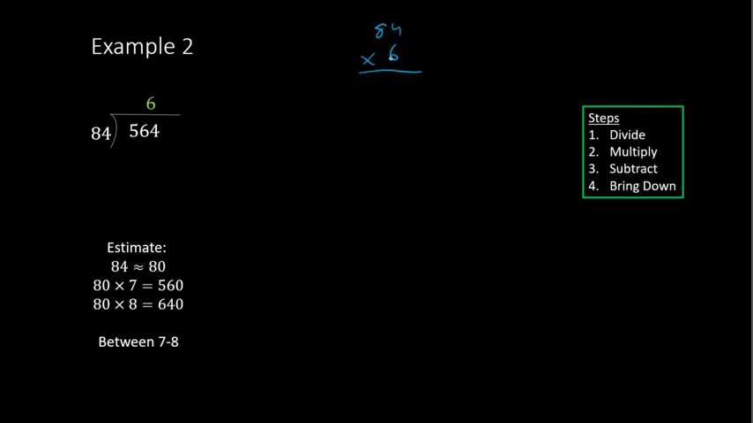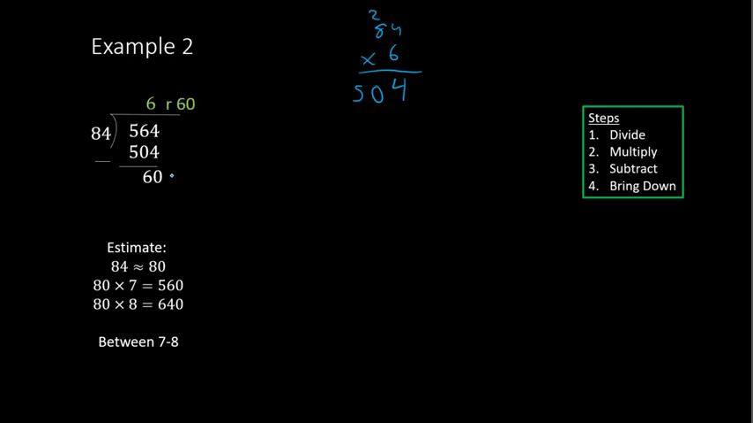So if you do that, 6 times 4 is 24. So we take the 4 from 24 and carry the 2. 6 times 8 is 48, plus 2 is 50. So that would be 504. Okay, so if you subtract 564 minus 504, this we can do. And if you do that, it's going to be 60. So 60 would be the remainder. And so our answer is 6 remainder of 60.